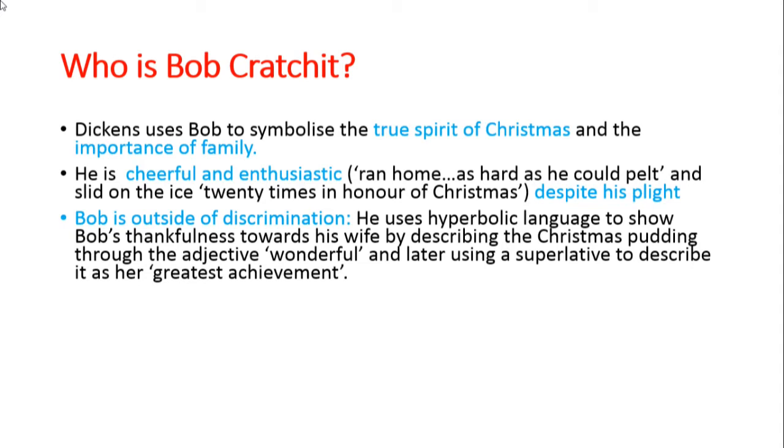It's exaggeration, of course, the greatest achievement. But he means it. He means it with his whole heart, in the true, genuine sense of the word. He is therefore outside of discrimination. He is not a patriarch. He's not a reigning head of the household that demands that everyone else fall in line. He treats his wife as his equal. I know she's fulfilling a domestic duty here, but it's the friendship and the care that he uses towards her that for me displays that he is outside of the societal norms of discrimination and hierarchy.